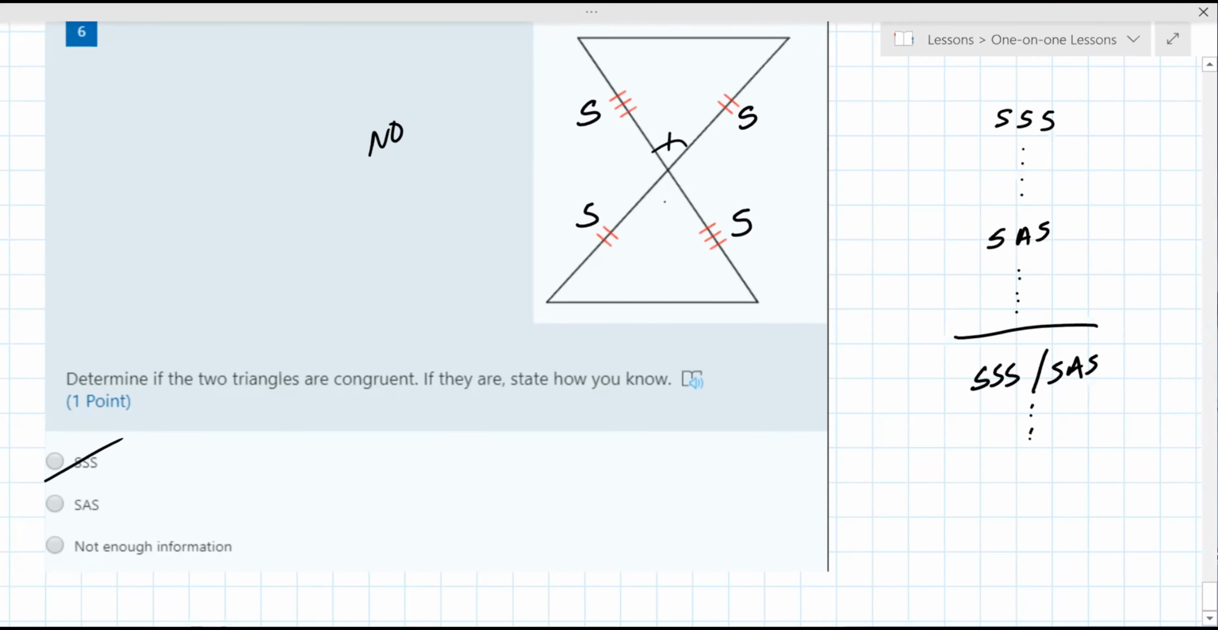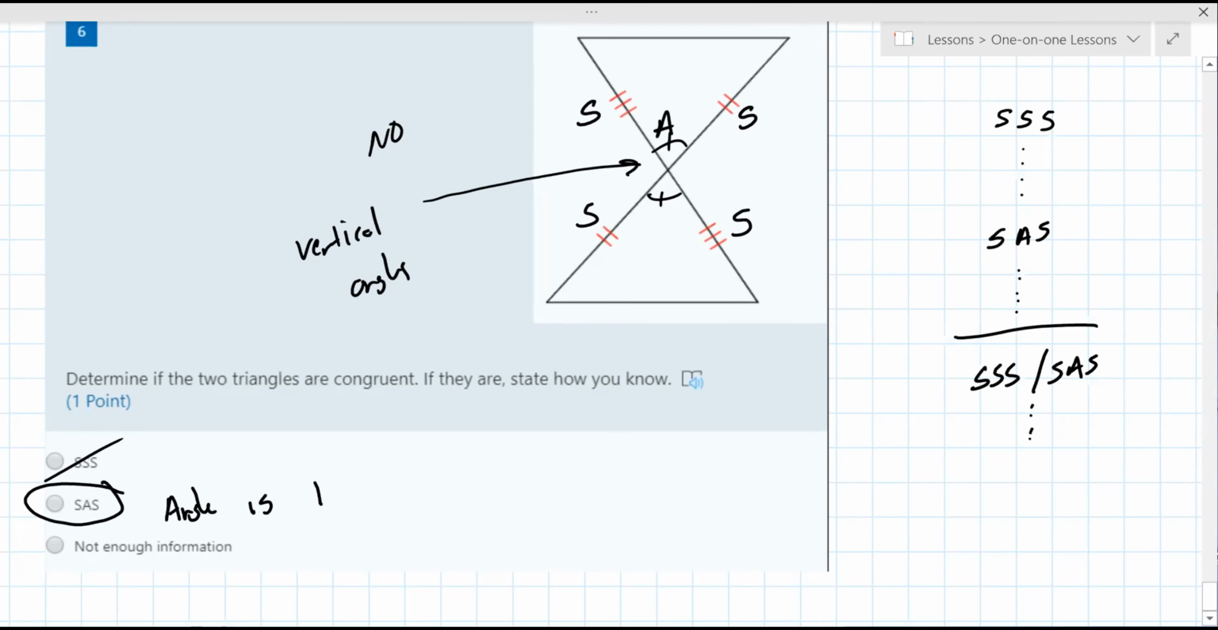This angle is congruent to this angle. I had to draw it in, but why are they congruent? If you don't know, I'll tell you, but do you remember why that is? Because they're vertical angles. Exactly. So in that case, you have a side angle side. You have a side angle side. The angle is between the sides.